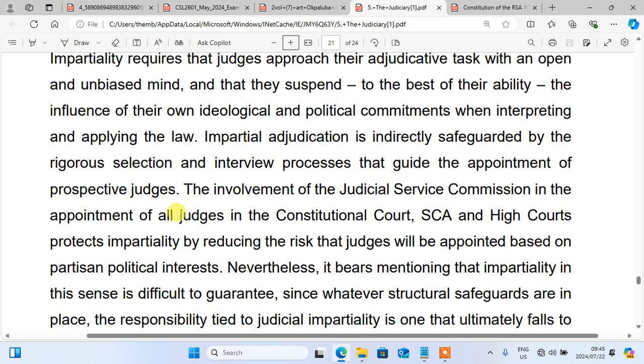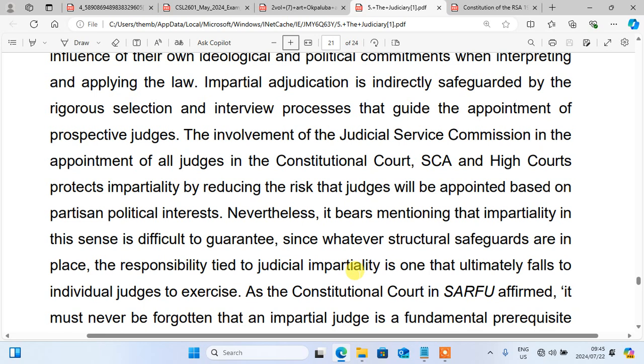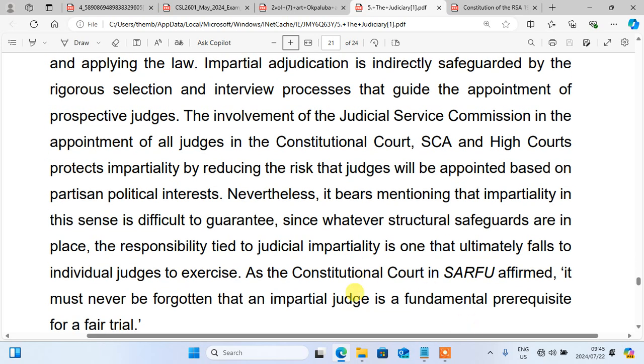And then there was the case of SARFU. This case of SARFU was decided in the Constitutional Court, and it was held that it must not be forgotten that an impartial judge is a fundamental prerequisite for a fair trial. Therefore, in each and every trial it is crucial for a judge to be impartial.